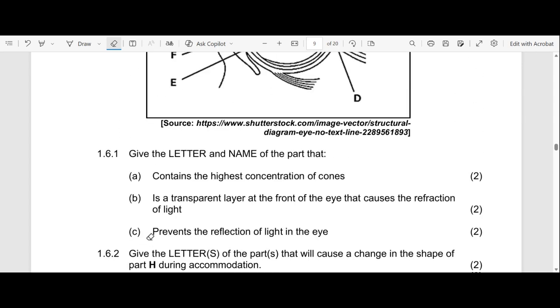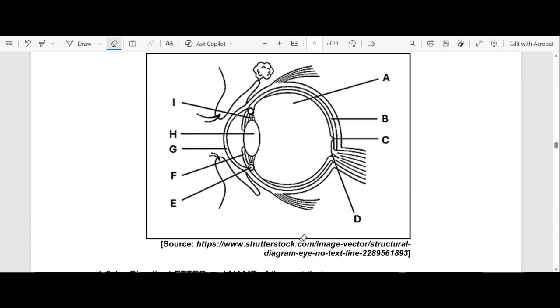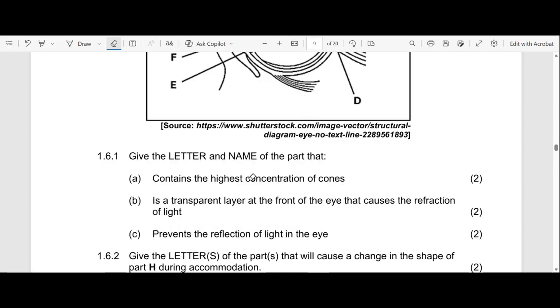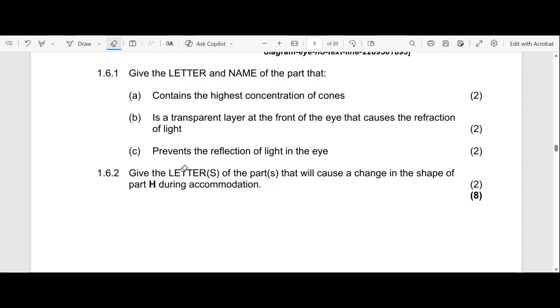Okay, let's go to C. Prevents the reflection of light in the eye. So our answer becomes B, the choroid rather, the choroid. Okay, because it contains a brown pigment that absorbs light.